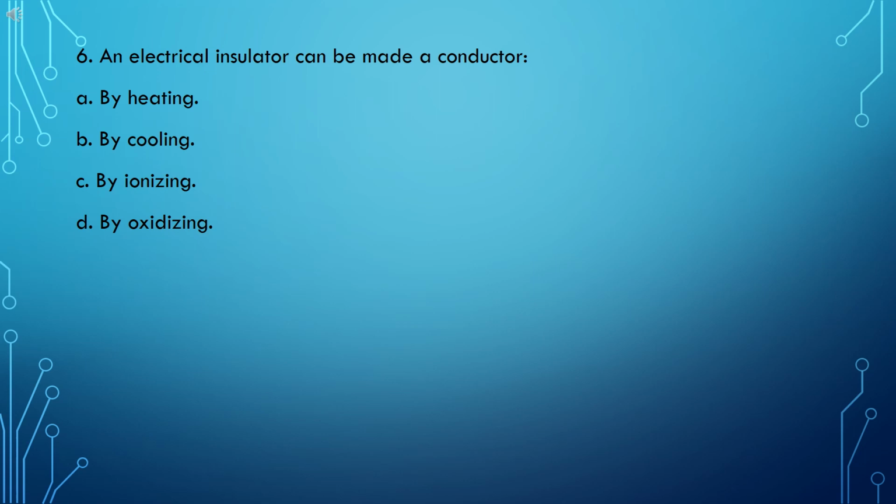Question number 6. An electrical insulator can be made a conductor: letter A, by heating; letter B, by cooling; letter C, by ionizing; letter D, by oxidizing. The answer is letter C, by ionizing.